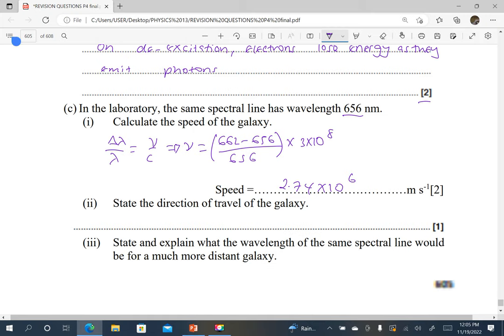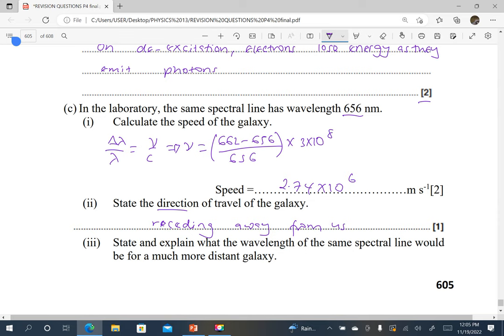So this is simply 2.74 times 10 power 6. State the direction of travel. Of course, the wavelength in the laboratory is smaller than the wavelength of light coming from a distant galaxy. Therefore, the galaxy must be receding away from us.